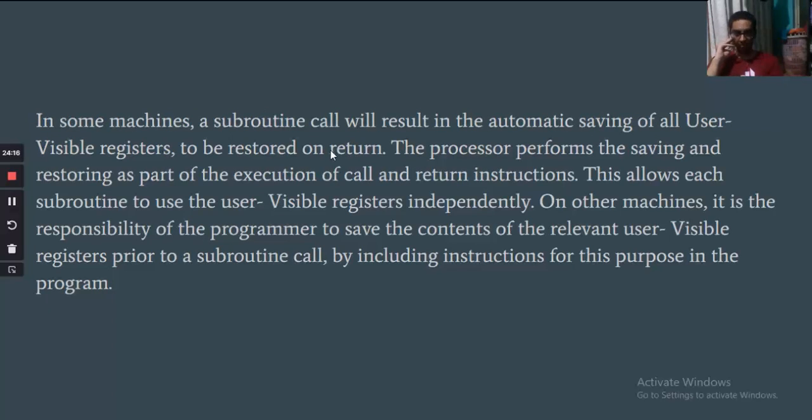In some machines, a subroutine call will result in the automatic saving of all user visible registers to be restored on return. The processor performs the saving and restoring as part of the execution of call and return instructions. This allows each subroutine to use the user visible registers independently. On other machines, it is the responsibility of the programmer to save the contents of the relevant user visible registers prior to a subroutine call by including instructions for this purpose in the program.